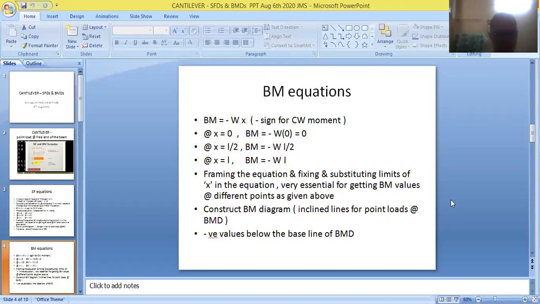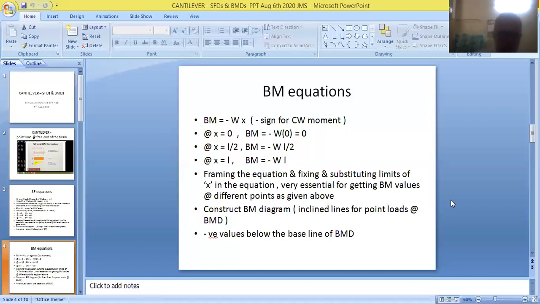And the force is equal to capital W, the perpendicular distance is equal to small x, as discussed in the first slide. So therefore, the bending moment is written as minus of capital W into x. So the minus symbol is indicating a clockwise moment. So therefore, the bending moment is written as minus Wx.